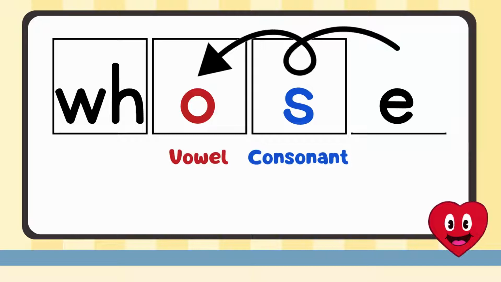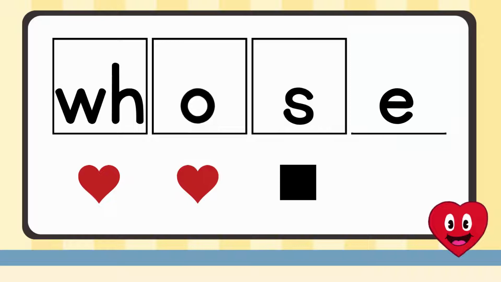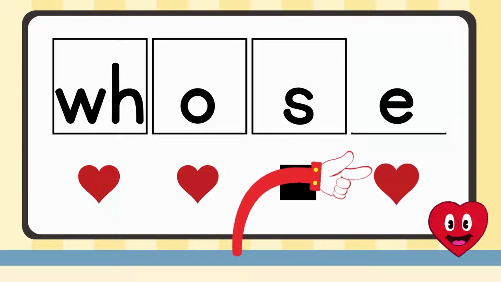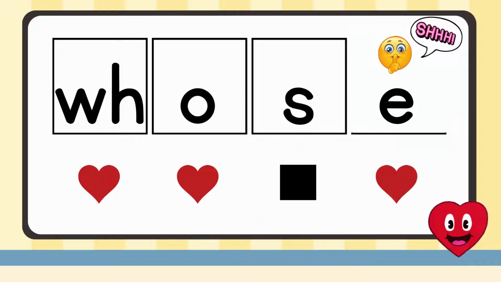Normally, this E at the end of a vowel consonant pattern would be a magic E that makes the vowel shout its name. But we know in the word whose, we say the sound ooh when we read the vowel O. We definitely need to put a heart under this tricky part. This third heart will remind us that E is a silent letter and it doesn't do its job as a magic E in the word whose.